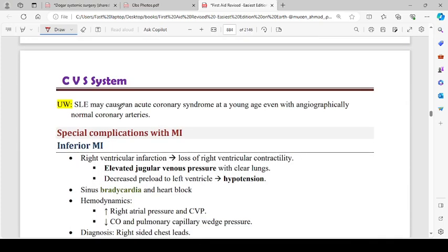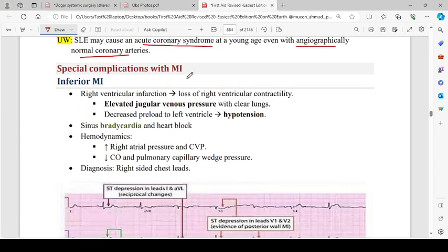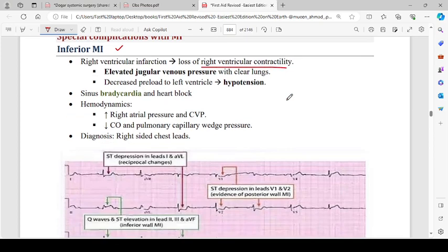There the UWorld found that SLE may cause an acute coronary syndrome at a young age, even with angiographically normal coronary arteries. Special complications with MI. Firstly, inferior MI. Inferior MI means the right coronary artery is obstructed, and we will see the problem in leads 2, 3, and aVF. So, right ventricular infarction, loss of right ventricular contractility. So, when the right ventricle is not contracting, you know that this is the heart, and this one is the right ventricle.